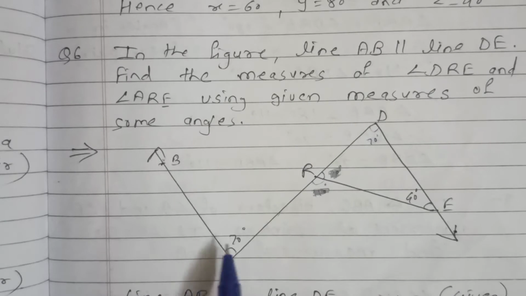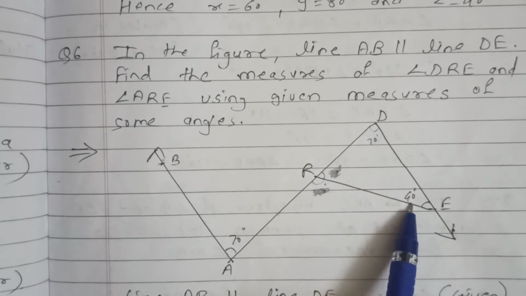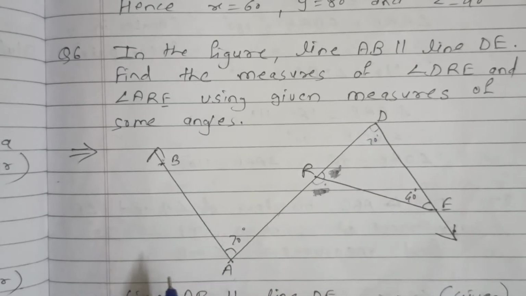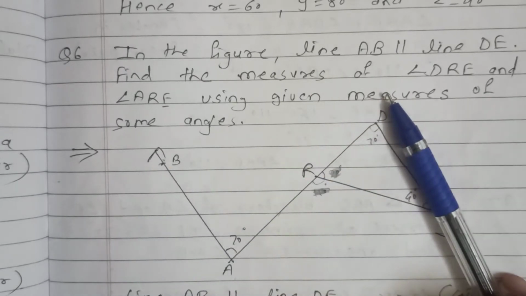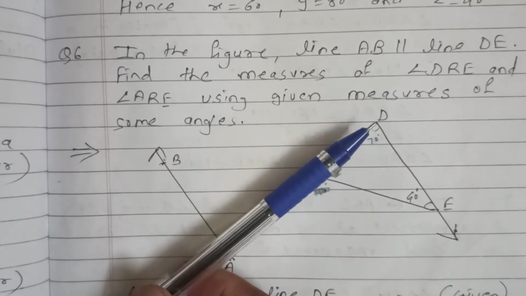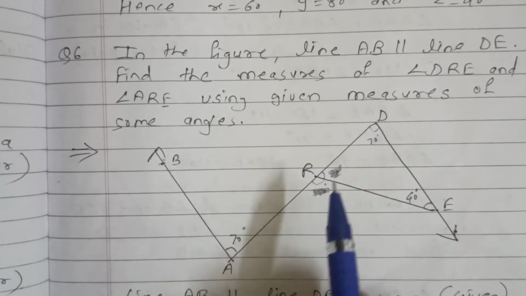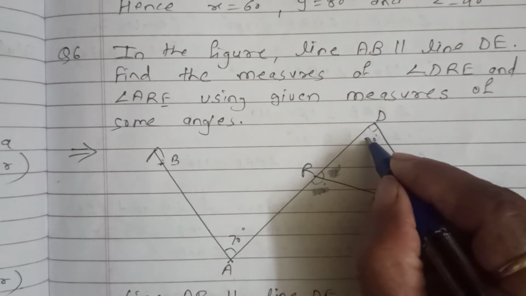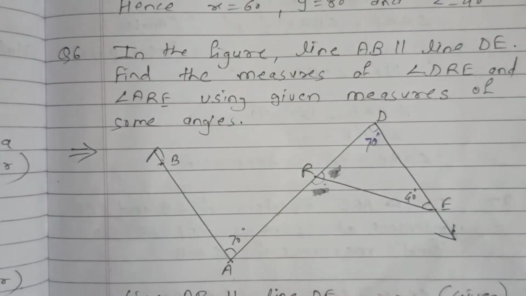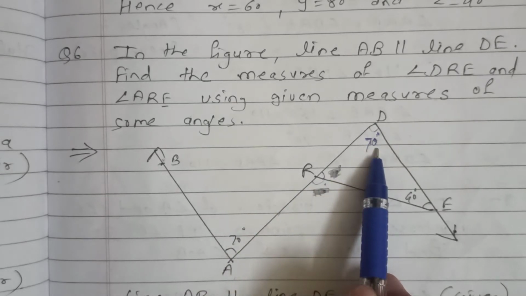In the figure it is given angle A is 70 degrees and angle E is 40 degrees. Now first I will explain. As these two lines are parallel and AD is the transversal, then we can say that as this angle is 70 degrees, this angle D is also 70 degrees, because these two angles are alternate angles.